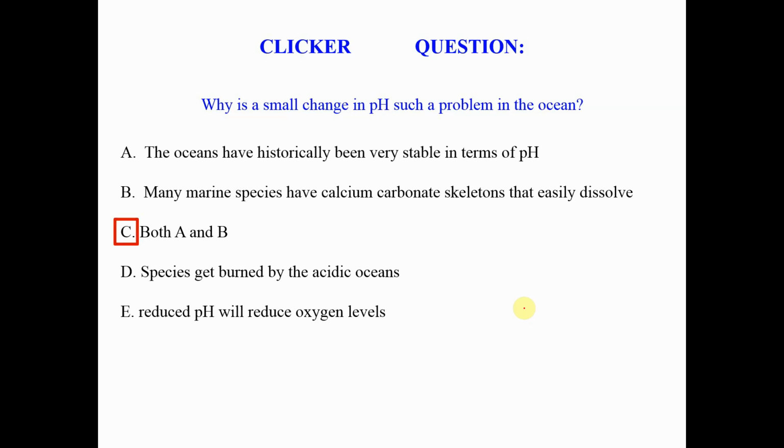Well, in this case, the answer is A. The reason that ocean acidification is a small change is such a problem is because the oceans have been historically very stable in terms of pH, and many marine species also have calcium carbonate skeletons that easily dissolve. And these two factors combine to mean that even a tiny change in pH is a real problem in the ocean.